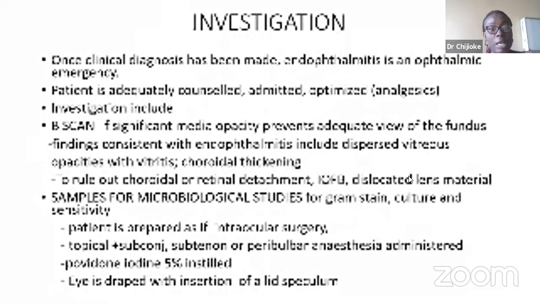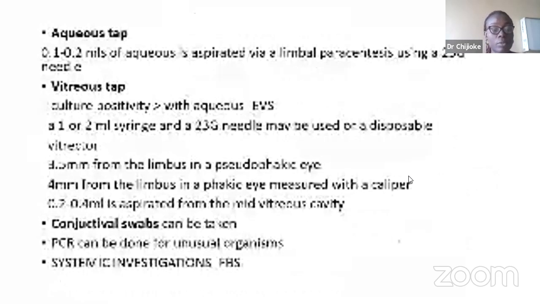Samples for microbial studies for gram stain, culture and sensitivity should be obtained. Patient here is prepared as if going for intraocular surgery. Topical with subconjunctival, subtenon, or peribulbar anesthesia is administered. Povidone iodine 5% instilled. The eye is draped with insertion of eyelid speculum. Aqueous tap can be done. 0.1 to 0.2 mL of aqueous is aspirated through a limbal paracentesis with a 25 G needle attached to a tuberculin syringe.